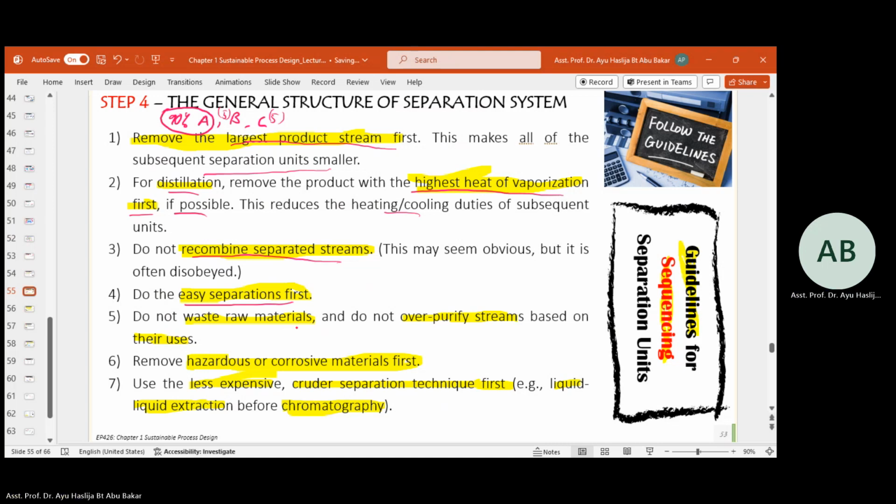Do not waste raw materials and do not over purify streams based on their uses. Let's say your final product purity of around 65% should be enough to meet the market demand. You don't simply set up a separation system that purifies your product up to 95%, because it will just be a waste. Market only needs 65%, so you don't need to further purify up to 95%. It depends on your market demand as well.